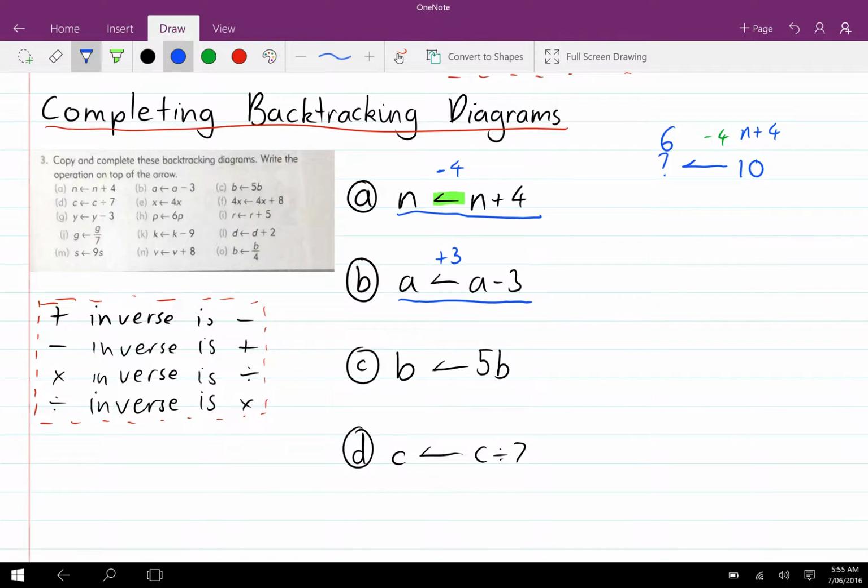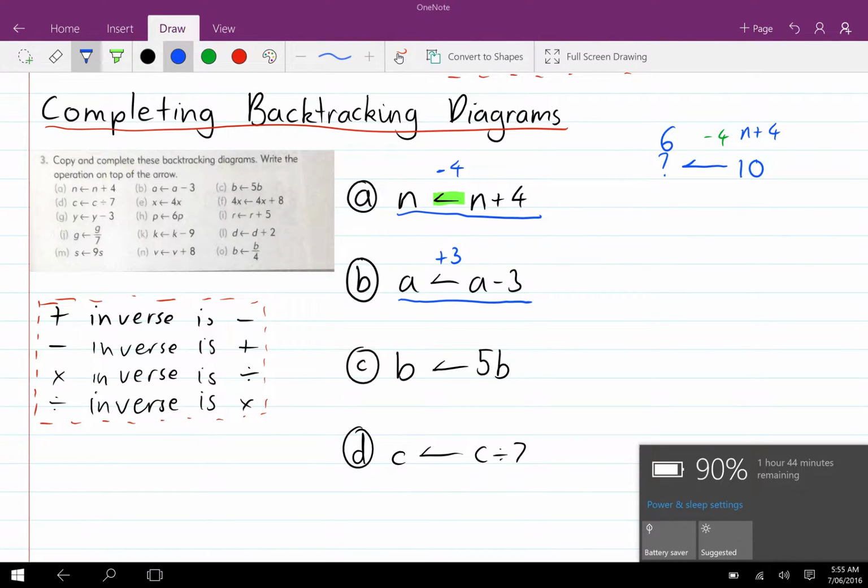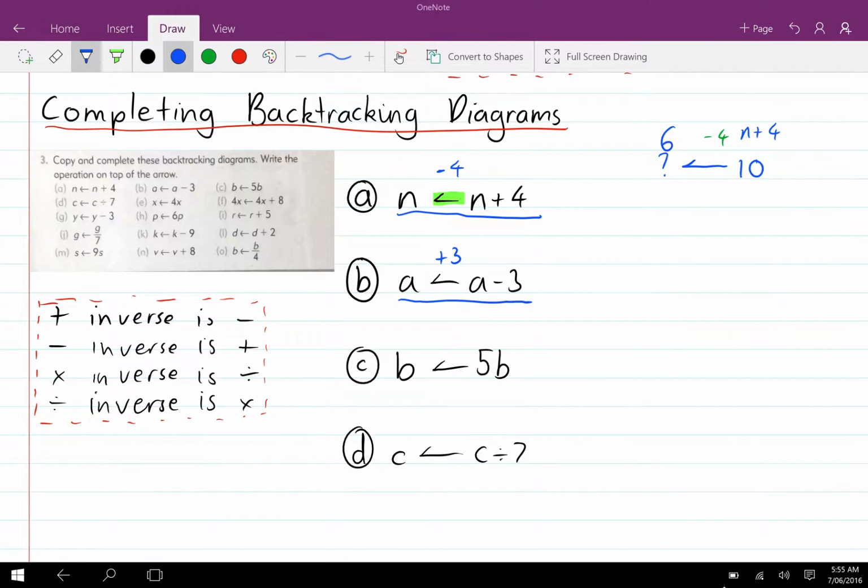This one is 5b, so I've got to start off with my 5b. Now I've got to work out what I would do to take it back to b. Well, 5b is just 5 lots of b, so all I've got to do is divide it by 5 to put it back like it was. All I do is the inverse, the opposite. Times by 5 here, divide by 5 on the arrow to put it back to b.